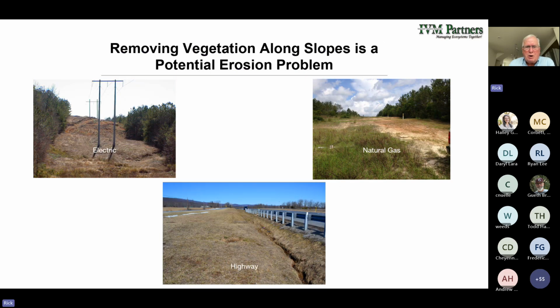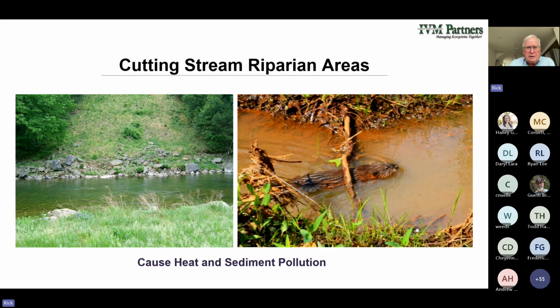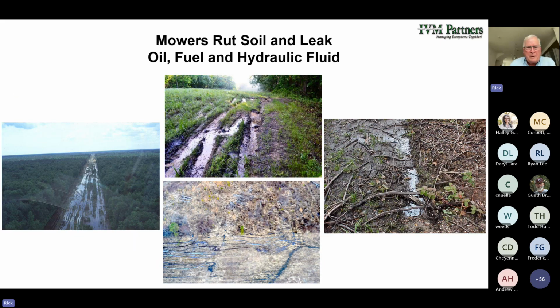And the other problem with mowing is if you take away all the vegetation and then we get one of these downpours in a thunderstorm that drops a couple inches, you're going to get erosion and sedimentation into the streams. So you're going to affect the wildlife there. If you've taken away the riparian buffer, you're going to also raise the heat, particularly if you have salmon or trout. You can't afford to do that. Wetlands, mowers are going to leave a lot of ruts.